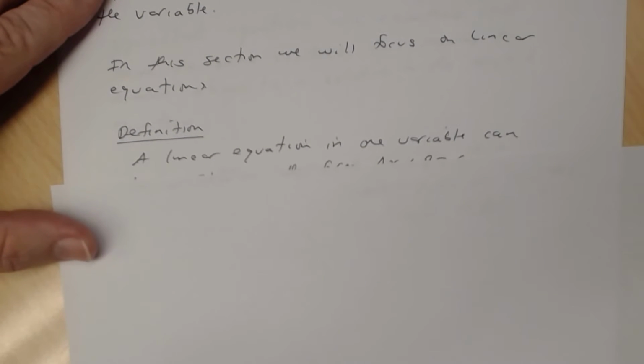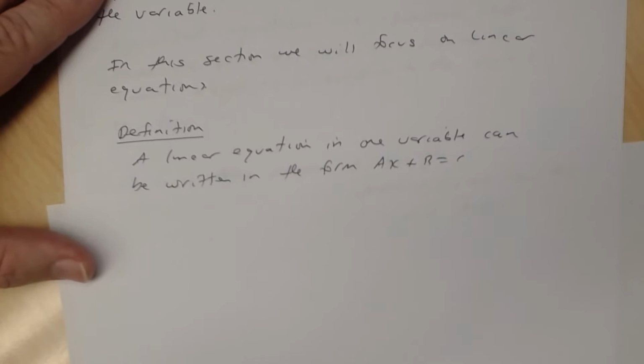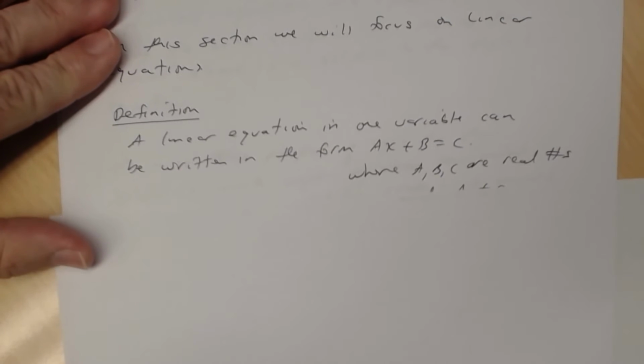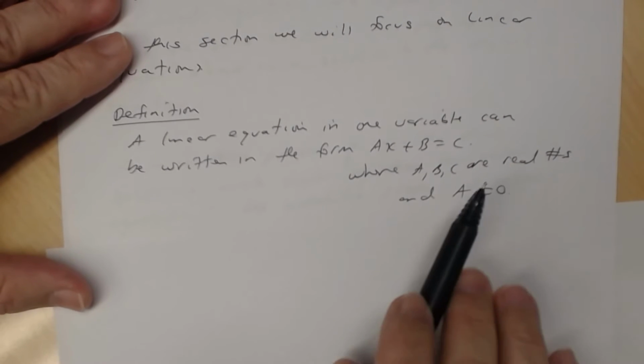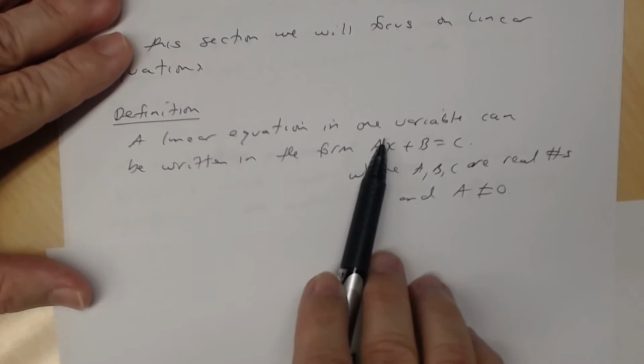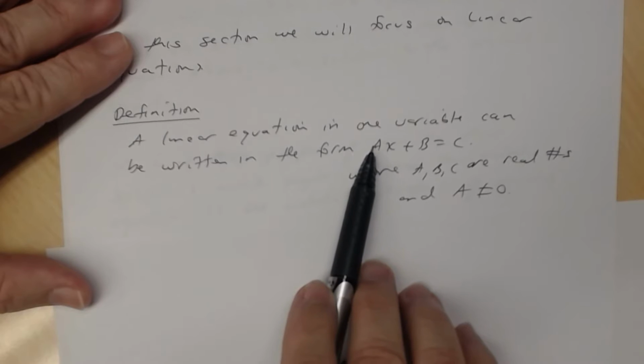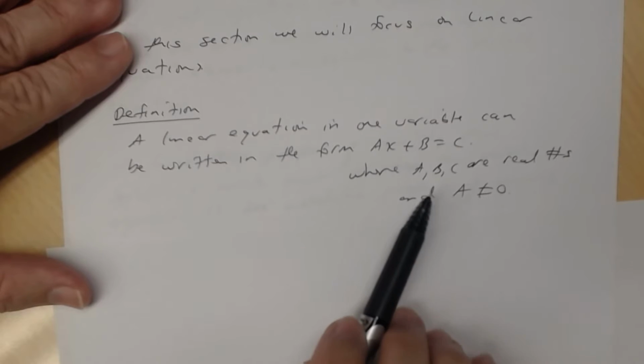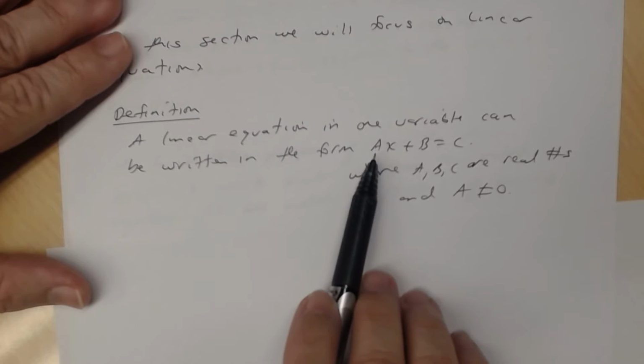So a linear equation in one variable, we're only dealing with one variable right now, has this form. You can write it in the form ax plus b equals c. By the way, a, b, and c can be any real number, but a cannot equal 0. If a is 0, notice 0 times x is 0, and so the variable goes away. That's why a cannot be 0.